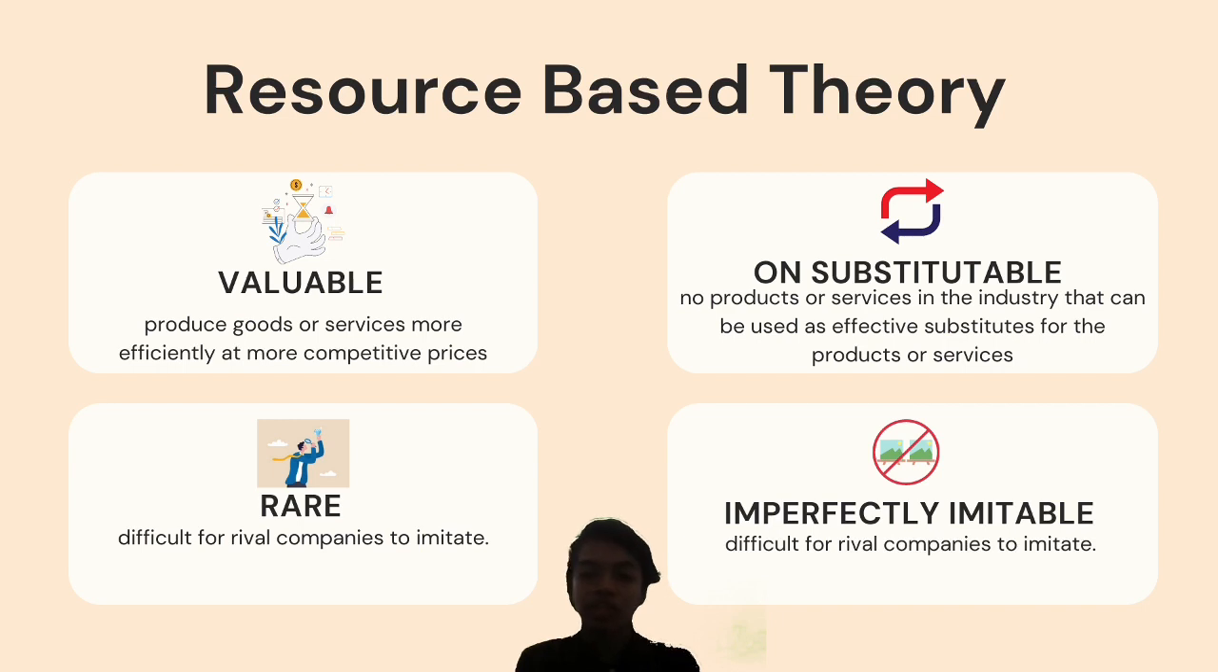In the rare condition, a competitive advantage can be obtained by having unique resources or technology that are only owned by a few companies. This can allow the company to have lower costs or offer more innovative products to consumers. Third is imperfectly imitable. In this condition, the company has advantages that are difficult for rival companies to imitate. One of the advantages is that the company has a very high reputation in the eyes of the consumer, or a unique production process.